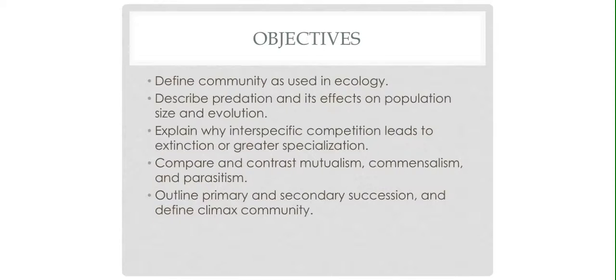After this video, you should be able to define community as the term is used in ecology, describe predation and its effects on population size and evolution, explain why interspecific competition leads to extinction or greater specialization, compare and contrast mutualism, commensalism, and parasitism, and finally outline primary and secondary succession and define climax community. So that's quite a bit. There are only 4 slides in this, so you can expect that I'll be talking a lot. You should probably be listening, and you should expect that we'll have a lot of notes on this.